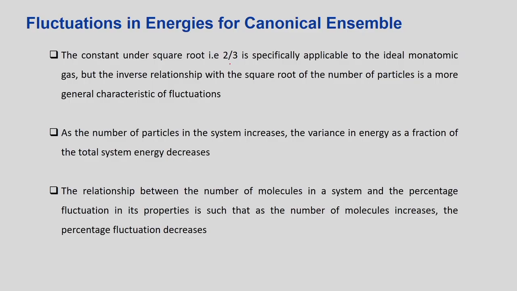So let us build upon this expression. If you see, there is a constant, that is the square root of 2 by 3. This constant is specifically applicable to an ideal monoatomic gas, but the inverse relation with the square root of n can be said to be a more general characteristic of fluctuation. So any fluctuation you refer to will have an inverse relation with the number of particles. For example, when you have elections and exit polls flashed onto your television screen, nowadays it is very common.